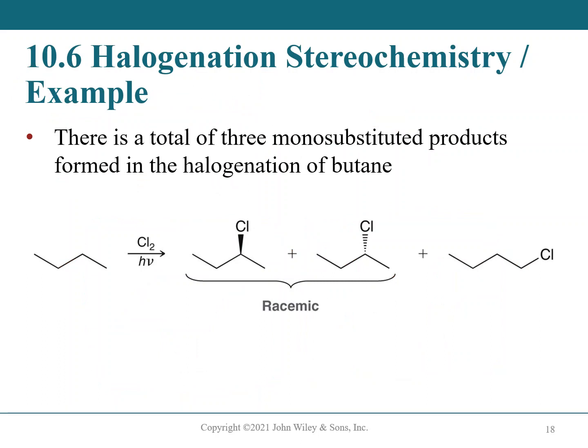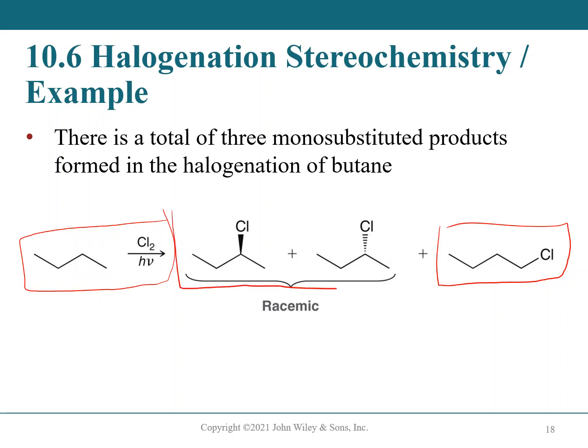So to break down this step in a little more detail, this chlorination step produces, as we discussed before, the primary chlorination product, and it produces again a 50-50 mixture of the two secondary chlorination products, both the R and the S products. This one's going to be the S product here and the R product here.